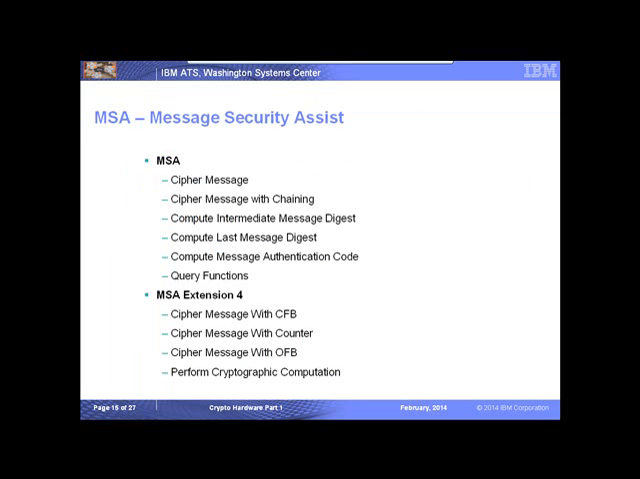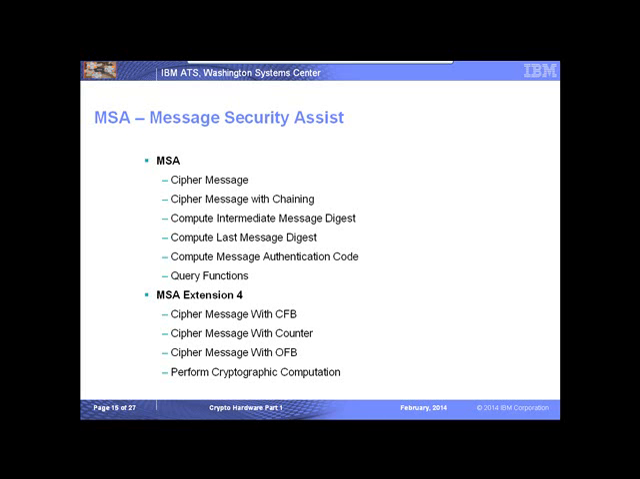Let's go to slide 15. I want to talk a little bit more about what the CPAC-F provides. Like I said before, it's basically just additional real estate on your CP. So your general purpose CP provides lots of instructions, like the move character instruction. The CPAC-F provides a handful of additional instructions that are accessible from assembler routines.